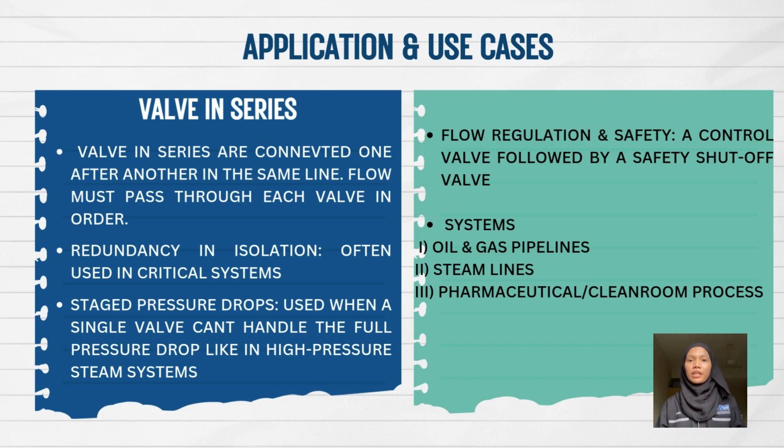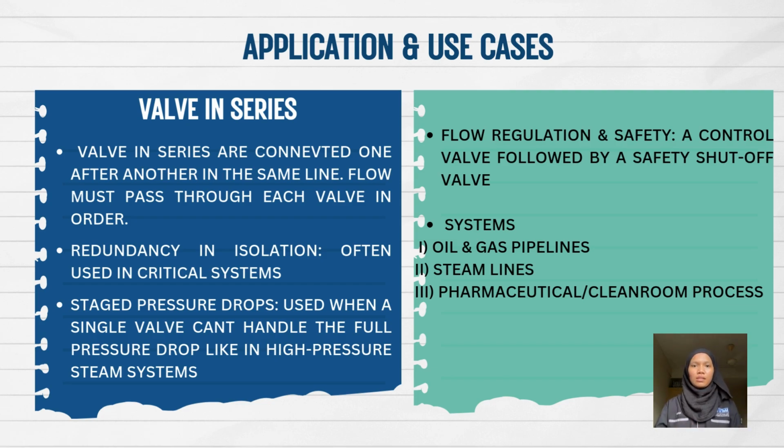For industrial applications, redundancy and isolation are often used in critical systems. For example, in nuclear and chemical plants, where a second isolation valve is placed for fail-safe shutdowns. For staged pressure drops, it is used when a single valve can't handle the full pressure drop, like in high pressure steam systems. For flow regulation and safety, a control valve followed by a safety shut-off valve.